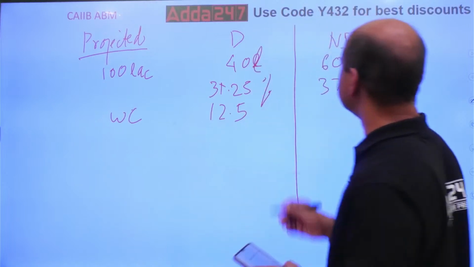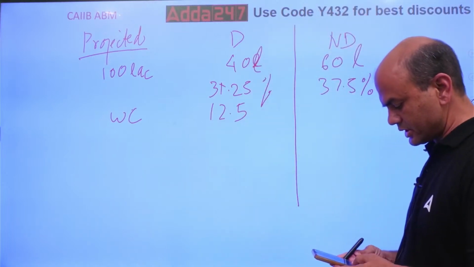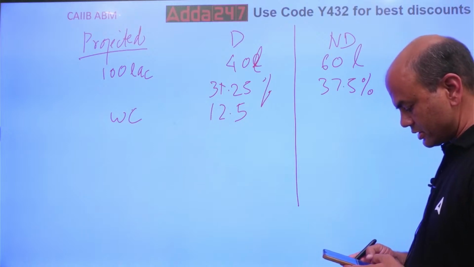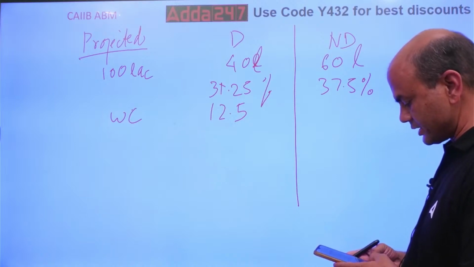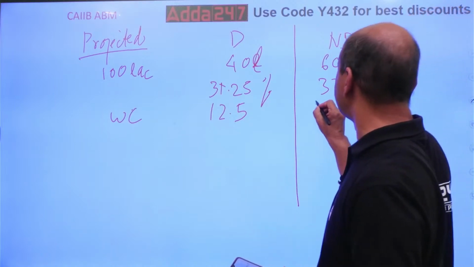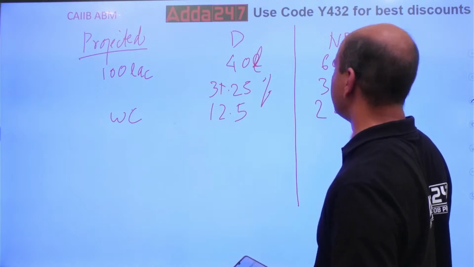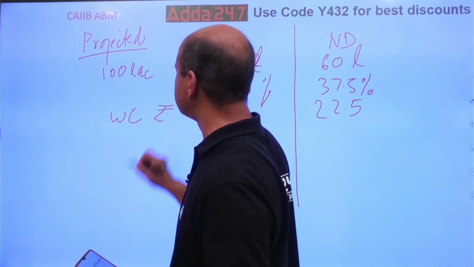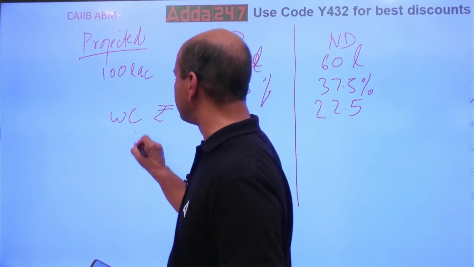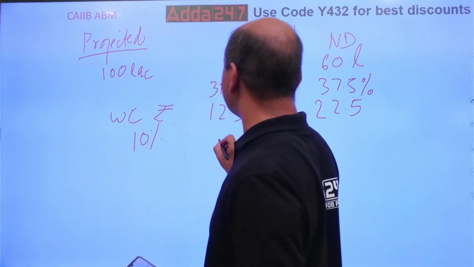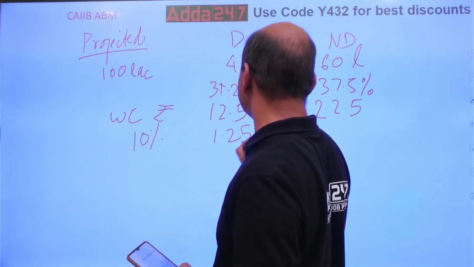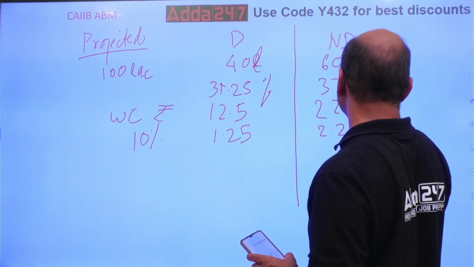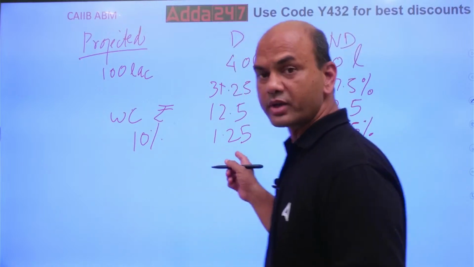And here 37.5% into what is that? 60 lakhs, 60. So 22.5. This is in rupees. Kindly note, this is in rupees. Now what do you do next? 10% of this. So it is 1.25. Okay, and this is 2.25%. This is your margin.